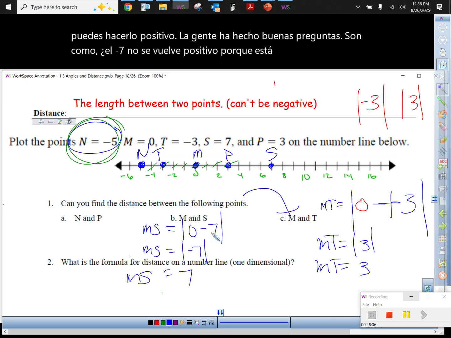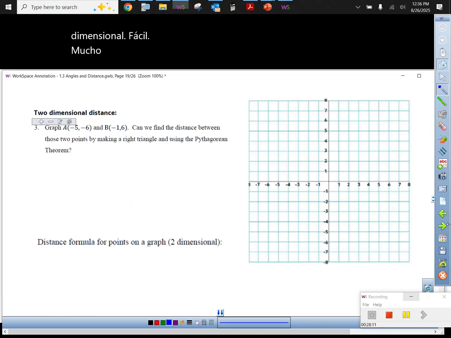What do you think about one-dimensional distance? Easy? A lot of work for nothing. But let's do some two-dimensional distance. Hate this question. Remember, I didn't design these worksheets. I hate this question. It's a waste of our time. We're going to do this the fast way instead of the long way. Yes?